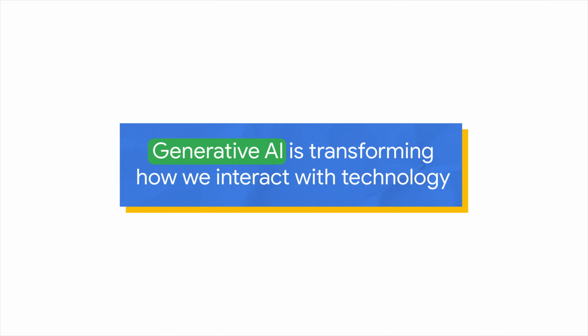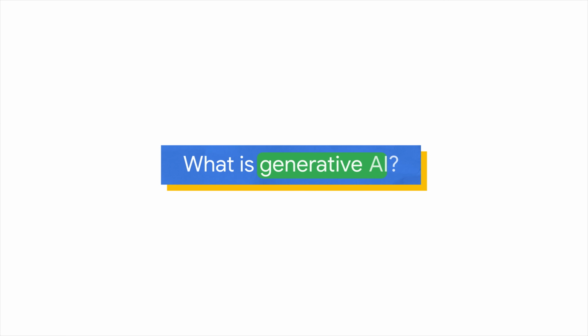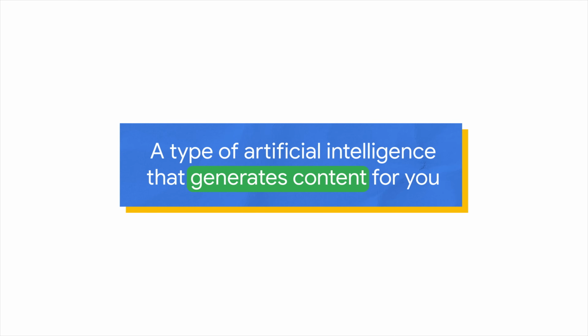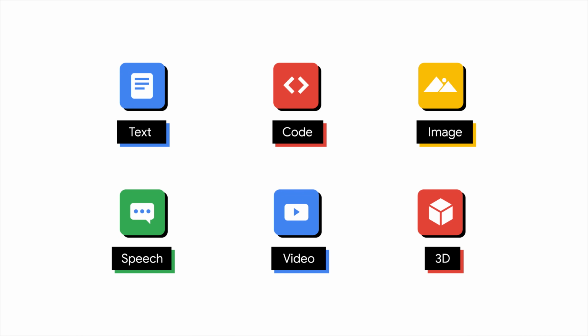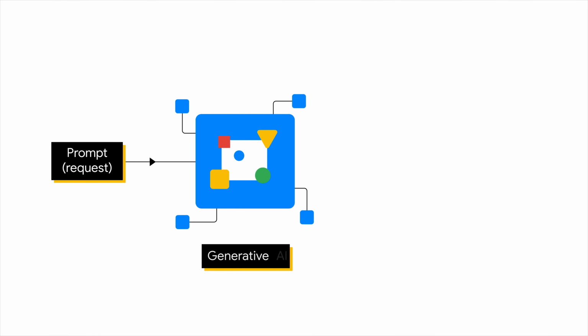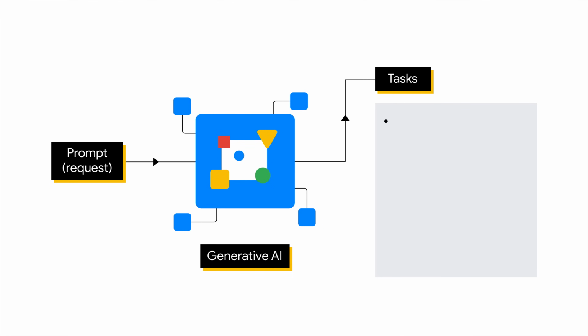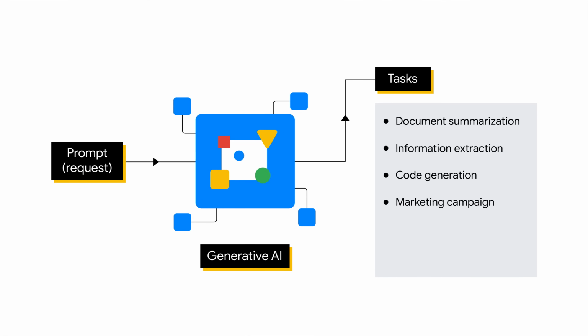Generative AI is transforming how we interact with technology. So what is generative AI? Simply put, it is a type of artificial intelligence that generates content for you. What kind of content? Well, the generated content can be multimodal, including text, images, audio, and video. When given a prompt or a request, Gen AI can help you achieve various tasks, such as document summarization, information extraction, code generation, marketing campaign creation, virtual assistants, and call center bot. And these are just a few examples.